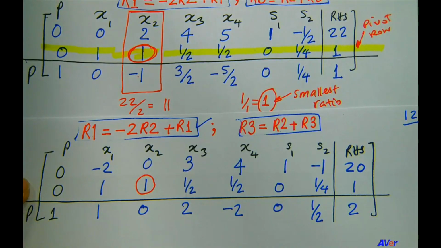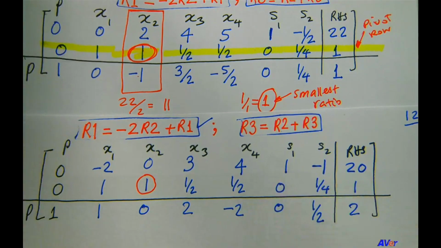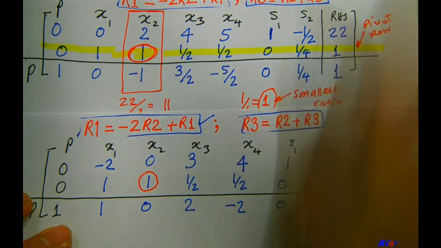So let me double check to make sure everything looks good. These all look good, and yes, these look good and accurate. Okay, so are we done? Not really, right? Because we have this negative number still left in the objective row.